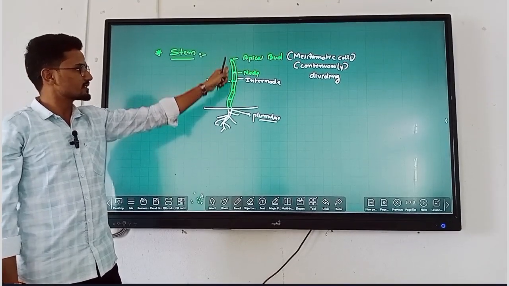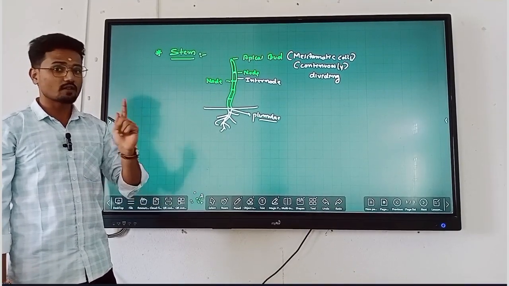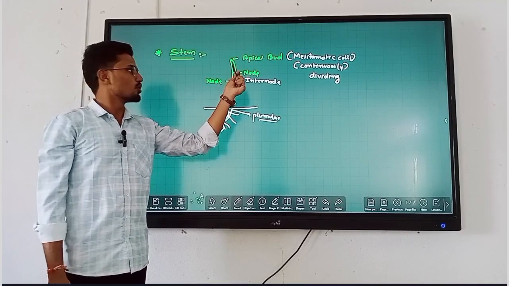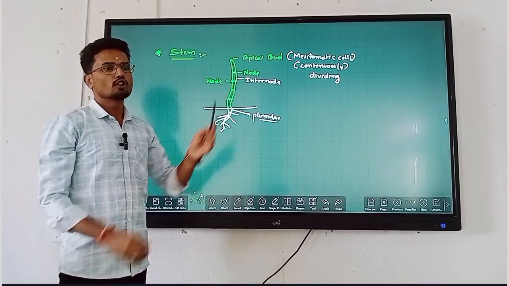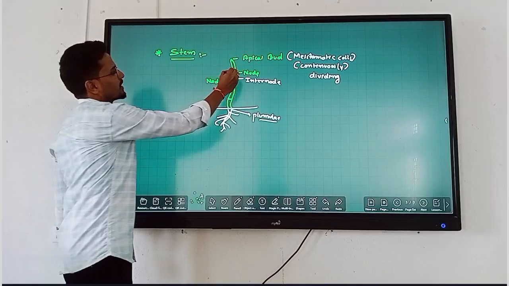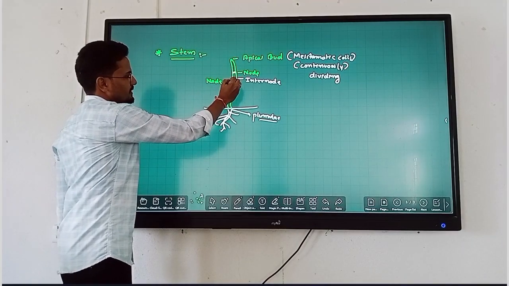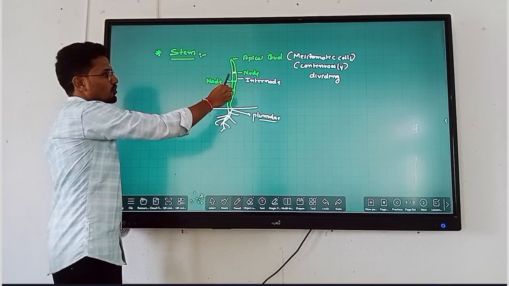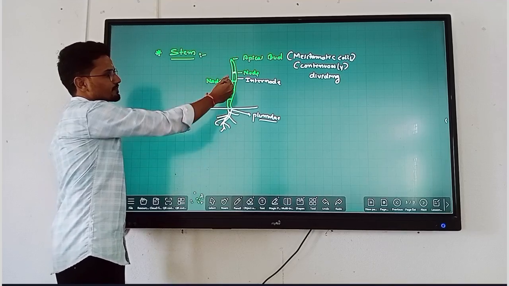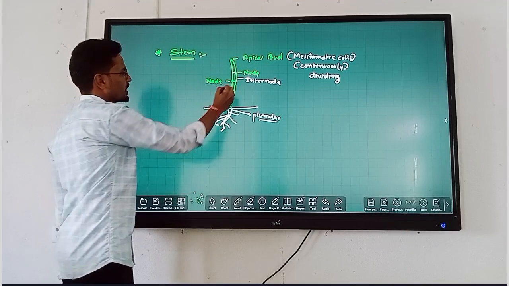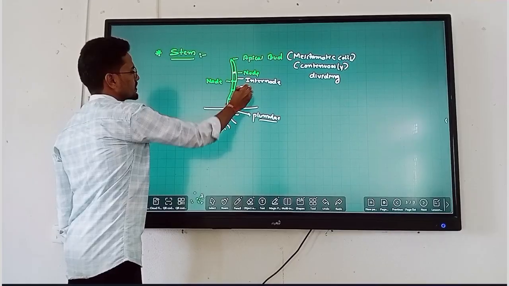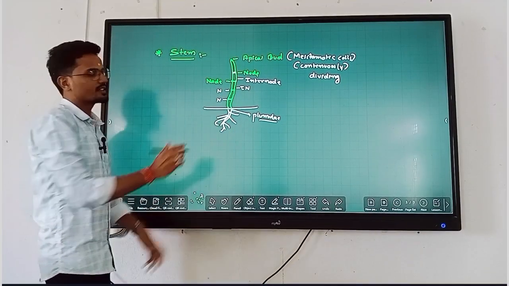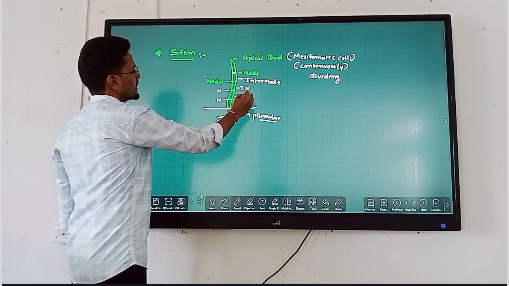The stem's other important character is that it showcases node and internode. A node is a bulbous region. Frequently, there is a bulbous region on a stem that is called a node. In between two nodes, there is a space that is called an internode. So this is the internode. This is the node.